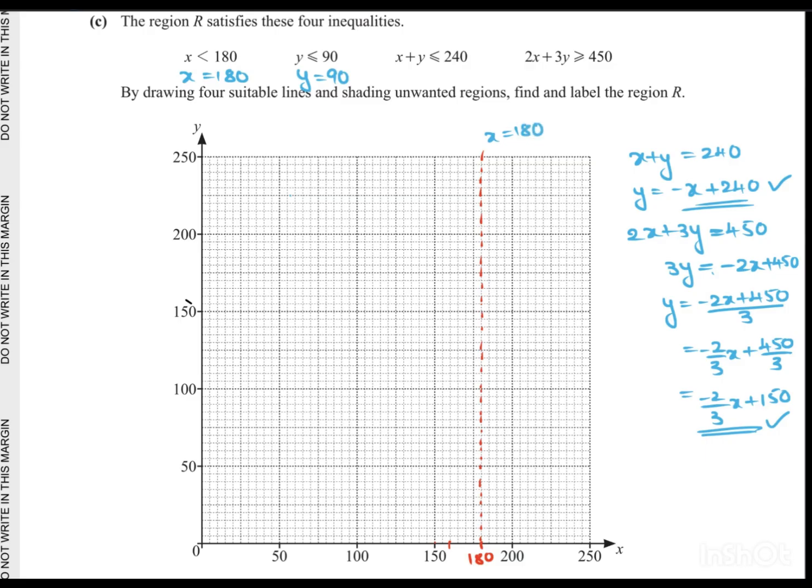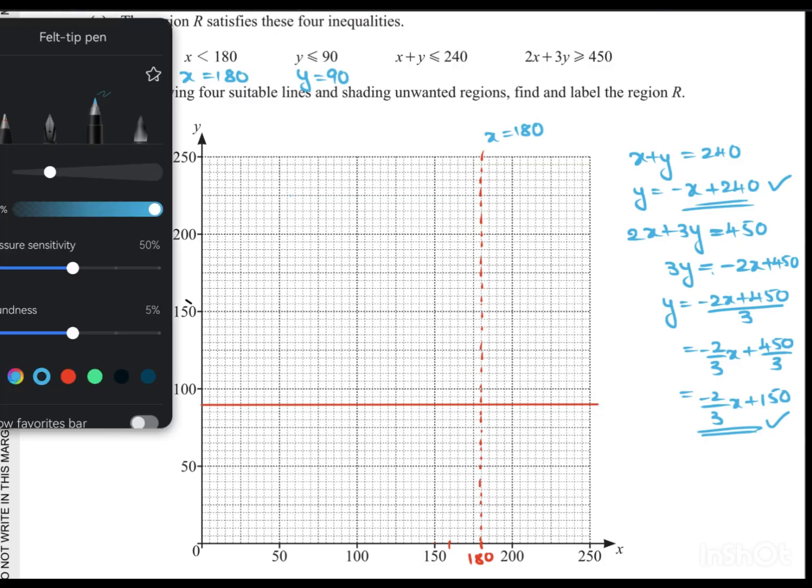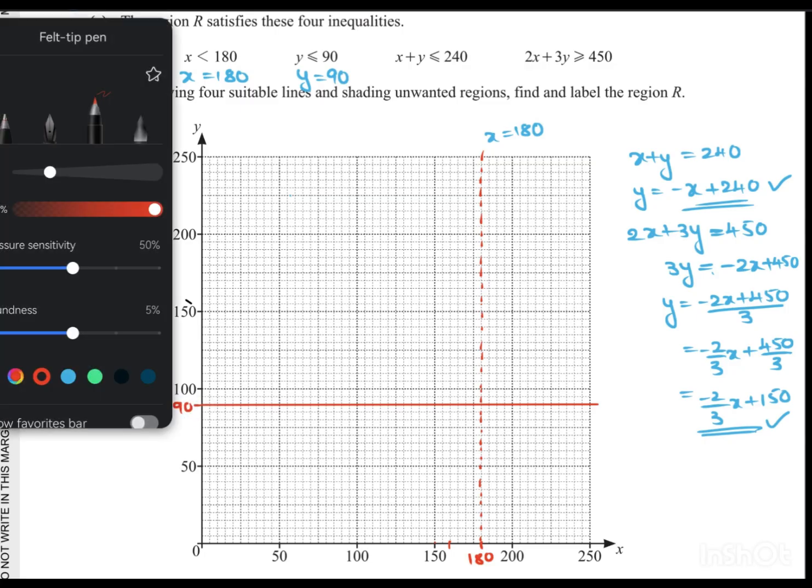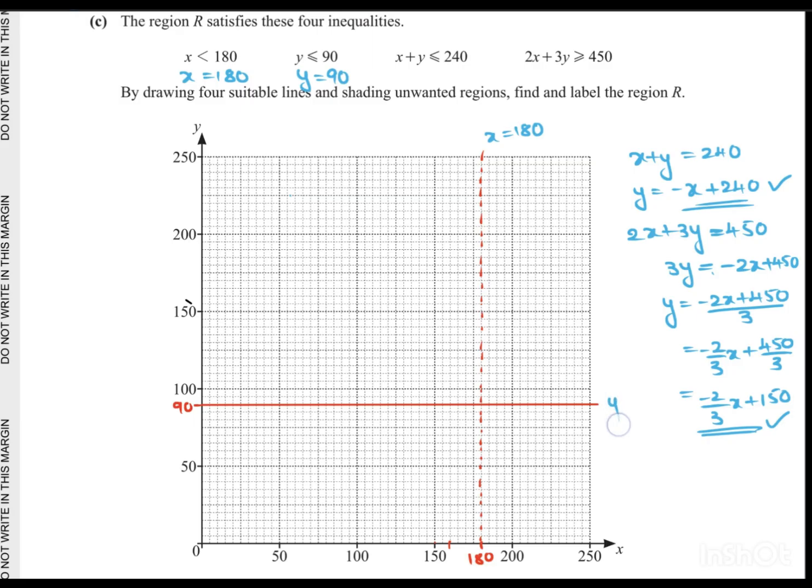Now y is equal to 90. y is equal to 90 will be the bold line because equal to is there, and 90 will be below 100, 2 boxes. This, which is a bold line, and let me mark it 90, and this is the line y is equal to 90.